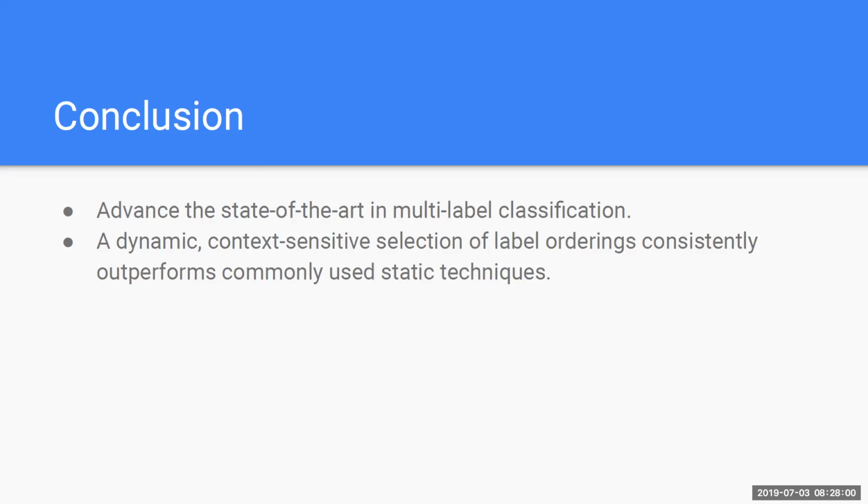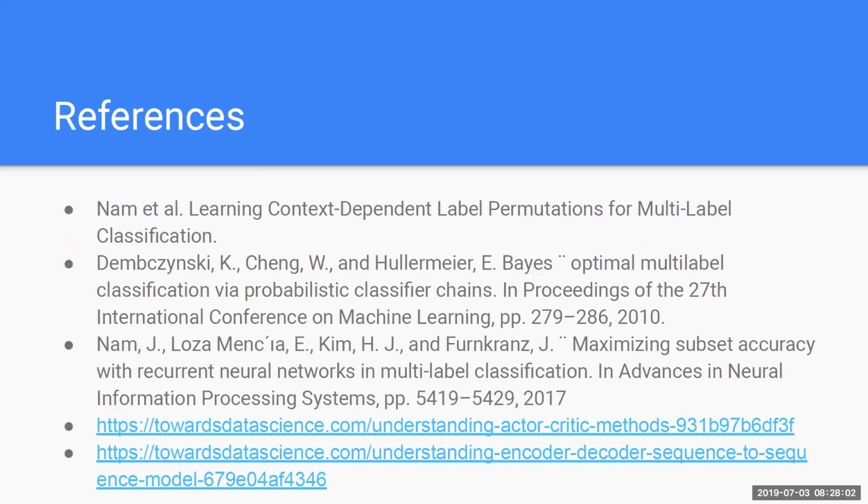So these are some of the references if you want to read about this. The first one is the one I discussed. The second one talks about how RNNs are dealing with the problem. The third one deals with probabilistic classifier chains. And if you want to learn more about reinforcement learning or encoder decoder systems, you can follow any of these links.